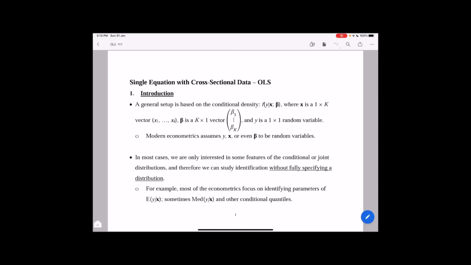So now let's talk about OLS. We are going to talk about a single equation with cross-sectional data, and how to estimate it by OLS, ordinary least squares. Introduction. A general setup is based on the conditional density.